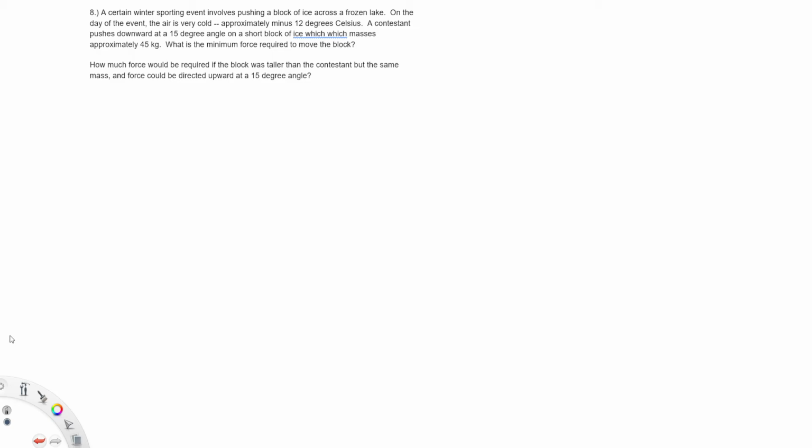Question 8. Pushing a block of ice across a frozen lake. Most of you got this hint about 12 degrees Celsius, and you looked up the coefficient of friction for ice on ice at minus 12 degrees, and that's 0.3. It's not in the textbook, but you had the internet.